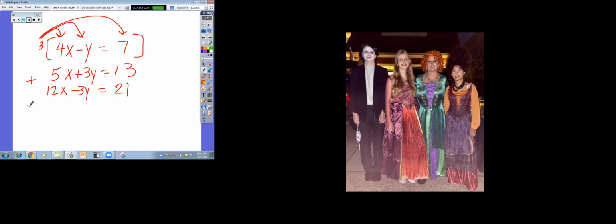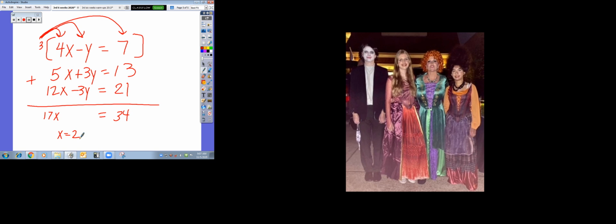And that's perfectly fine. And now look, when I add the old bottom equation and my new top equation, the y's will cancel. And I would get 17x equals what? 34. And x equals 2. 34 divided by 17 is 2. And again, if you need a calculator to do the 34 divided by 17, that's fine with me.